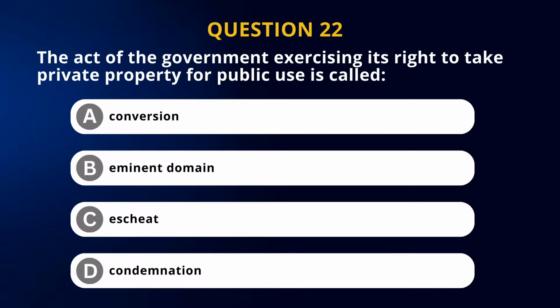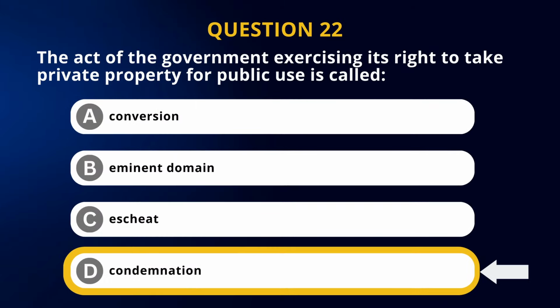And the answer is letter D, condemnation. So you want to know eminent domain and condemnation and how they work together. Eminent domain is the right, condemnation is the process. And this one said the act of the government exercising its right. The right in this particular question is B, eminent domain. And so the act of exercising its right is condemnation. This is the process or the act of exercising.